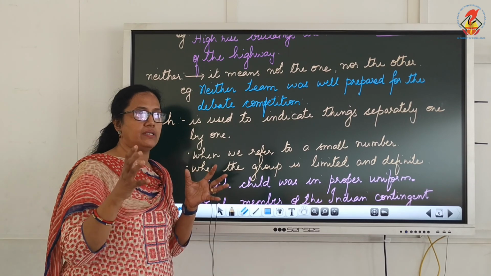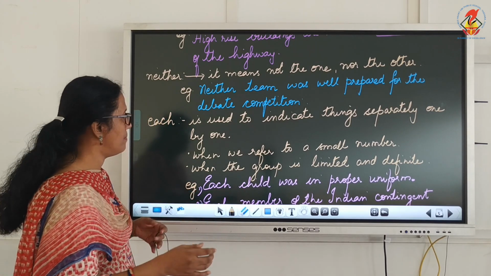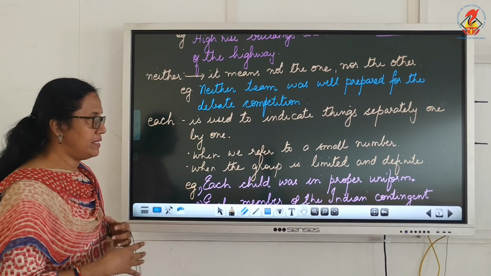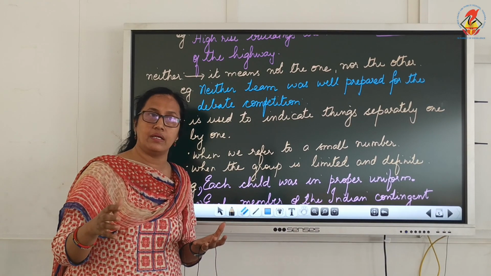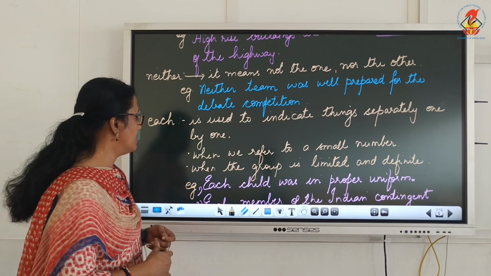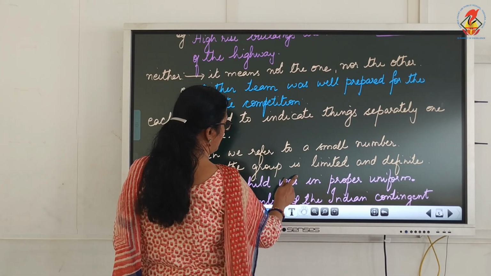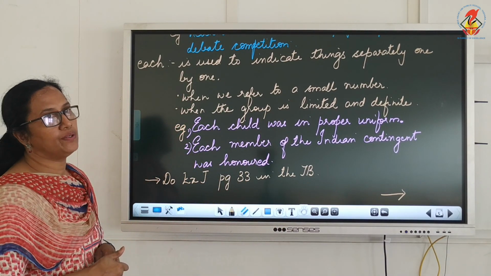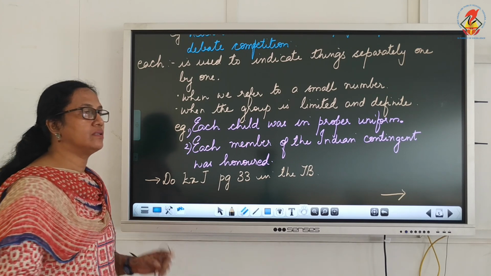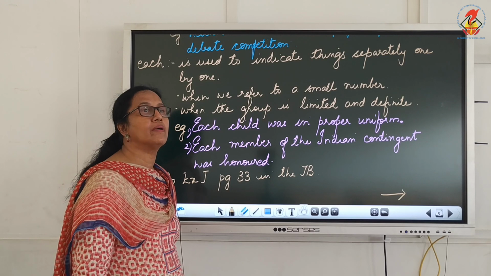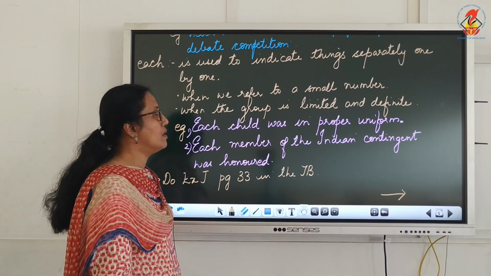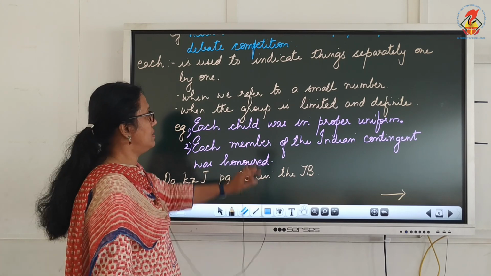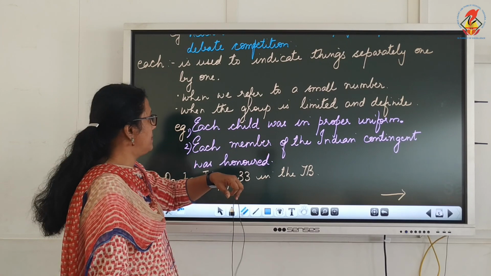Here we are going to restrict the number to a certain small number, or the group is limited and definite, where you can count that many. Like we can count the number of students studying in our school. Yes, they are countable, isn't it? So for example, here I have given you an example. Each child was in proper uniform. If we are talking about our school, we do know the number of students in our school, yes or no? So when you say each child was in her or his school uniform, here we are talking about a certain, definite number.